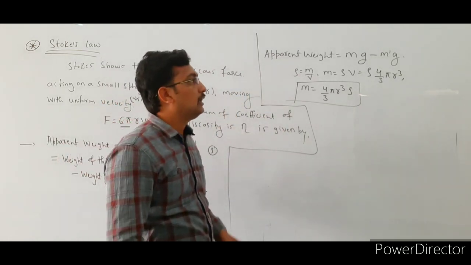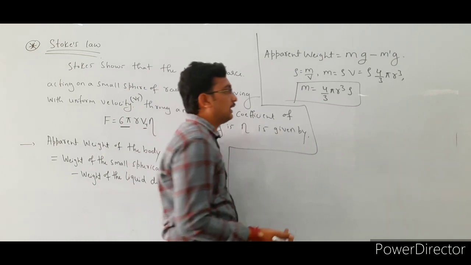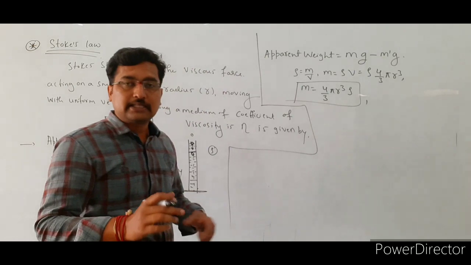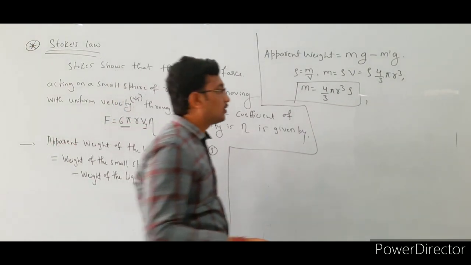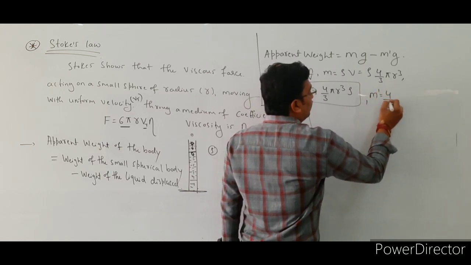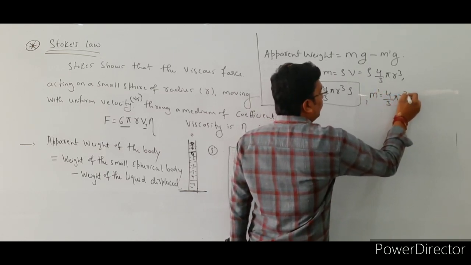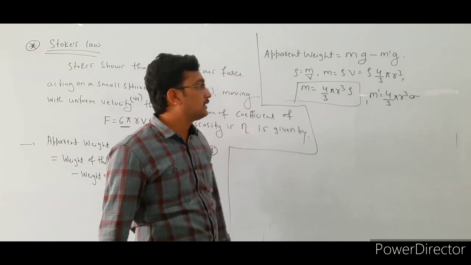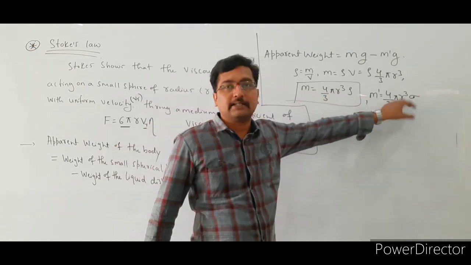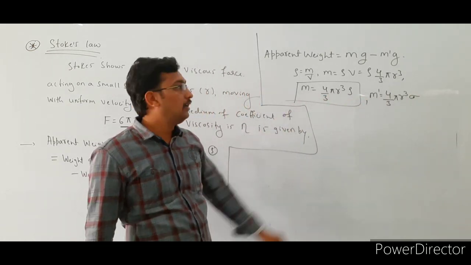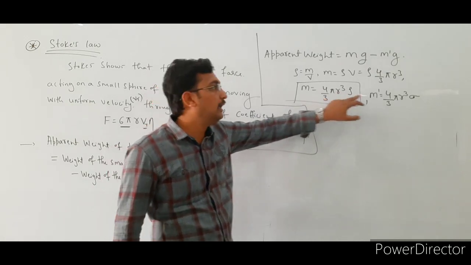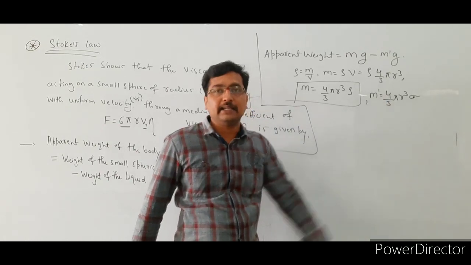Similarly, we are going to find the mass of the liquid displaced. The volume of that solid body is the same as the volume of the liquid displaced. So the mass of the liquid displaced, m dash, is equal to 4 by 3 pi r cube into density sigma. In this case, rho is the density of the solid body, that is the small spherical body, and sigma indicates the density of the liquid.